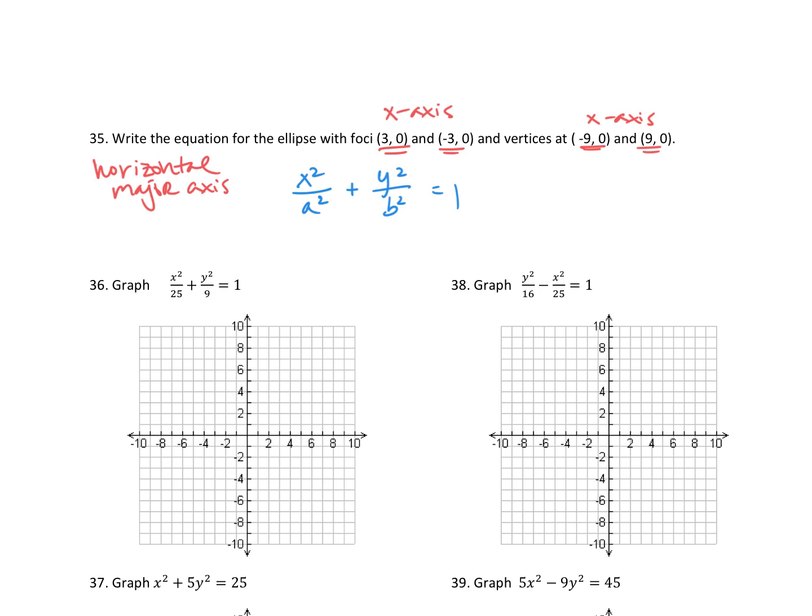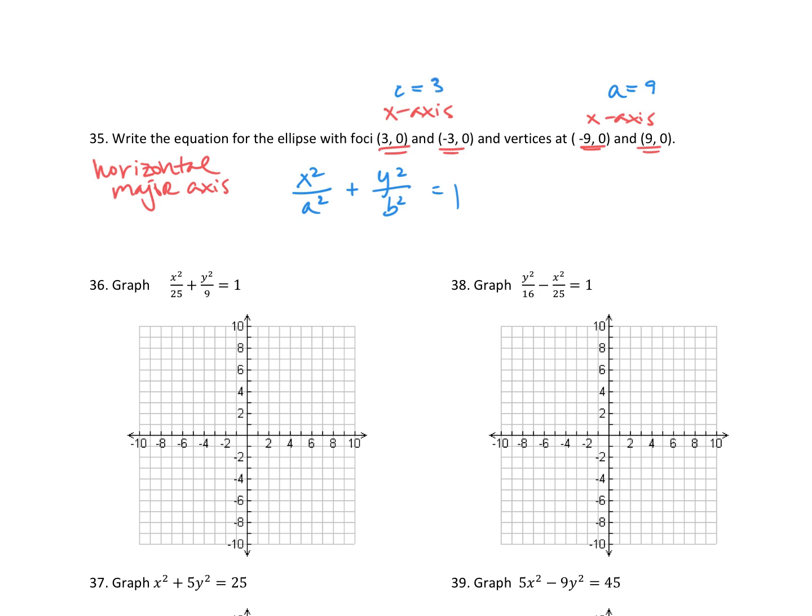So the vertices will give us our a value. If your vertices are at 9 and -9, that means that our a value is equal to 9. So we can square the 9 to get our a squared, but we need our b squared. Your foci, these are not b values, these are our c values. So because the foci are at (3, 0) and (-3, 0), our c is equal to 3.